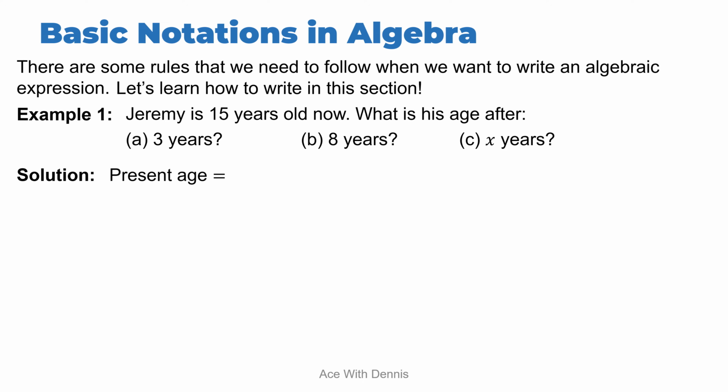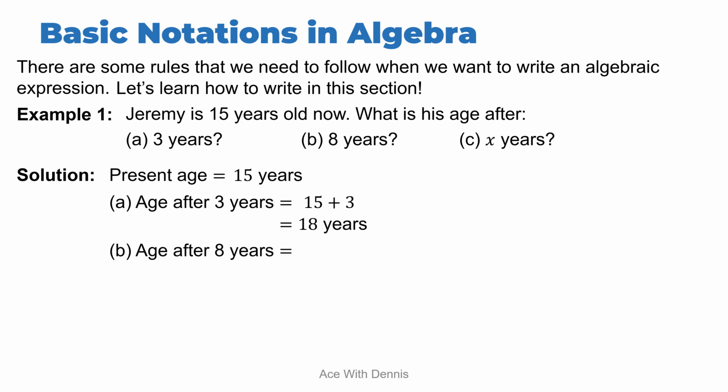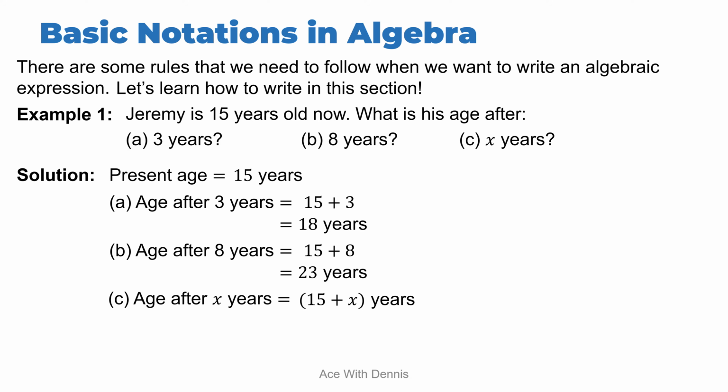Here is the solution. The present age for Jeremy is 15 years. Hence, for A, age after 3 years will be 15 plus 3, which is 18 years. For B, age after 8 years will be 15 plus 8, which is 23 years. For C, age after x years will be 15 plus x years.